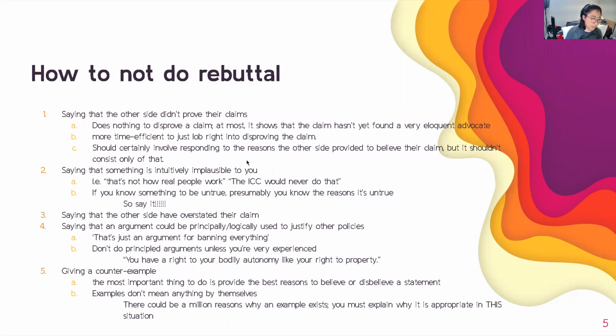So, some things on how not to do rebuttal. I want to go over this really quick because I think these are some habits that a lot of debaters have, especially when they start out, and even when they're more experienced as well, that I find in tournaments, that you should never do.